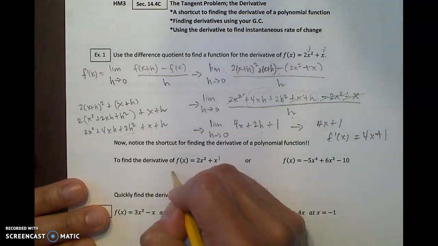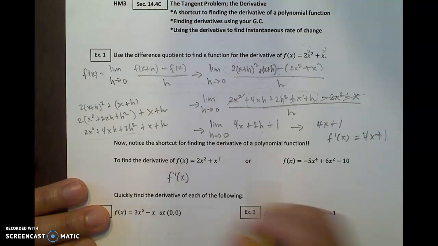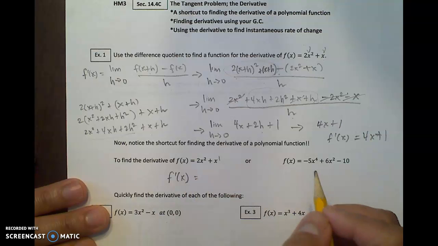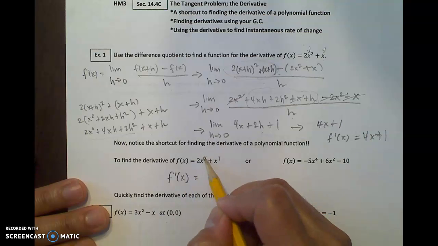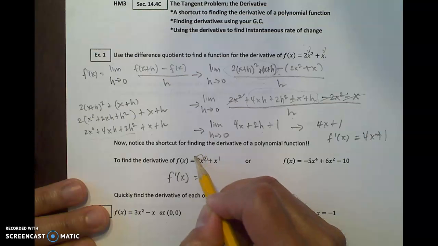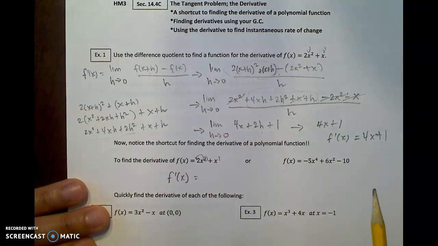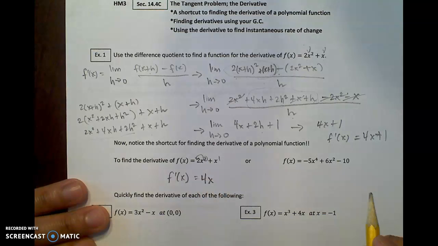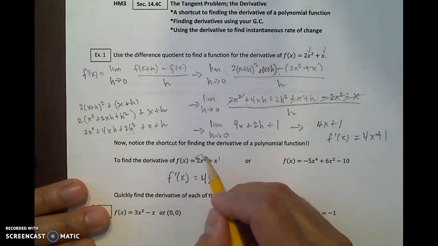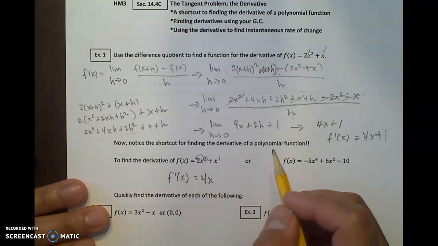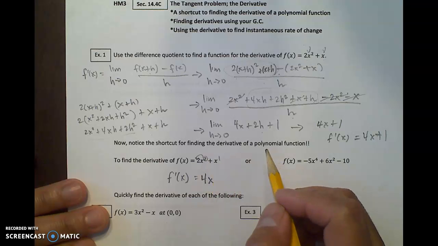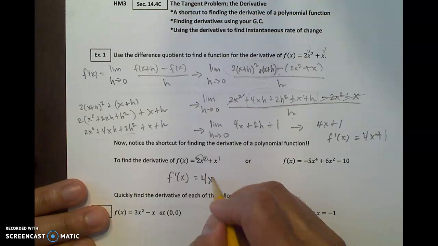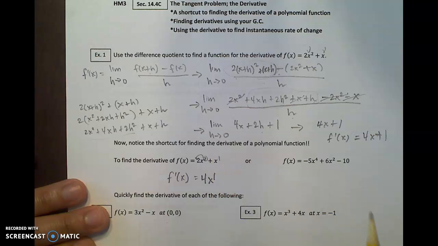To find the derivative of the function using the shortcut, you're going to take this exponent and multiply it by the coefficient. So 2 times 2 is 4. Carry over the x. And then this exponent is going to be lessened by 1. So 2 minus 1 is 1.